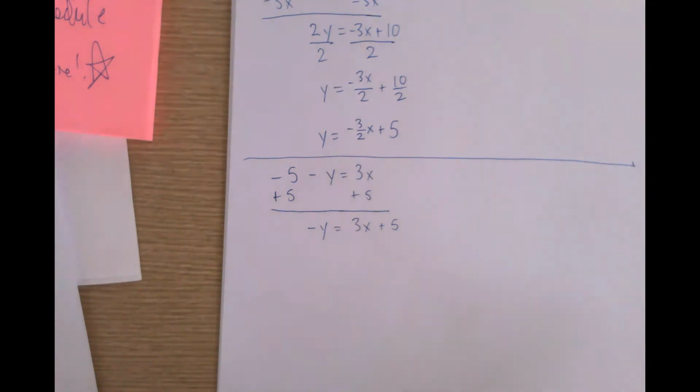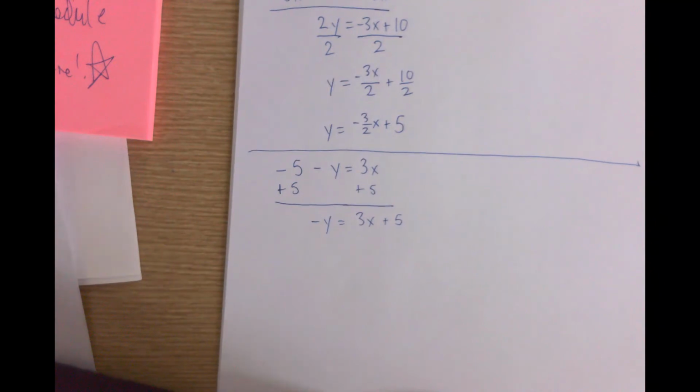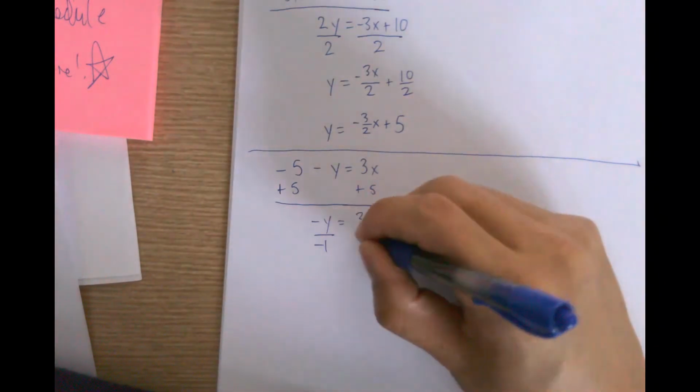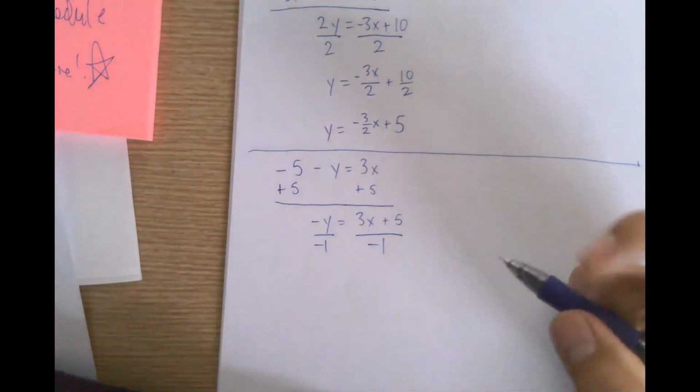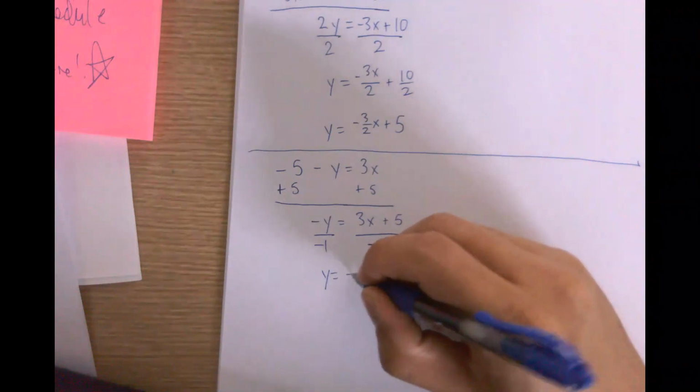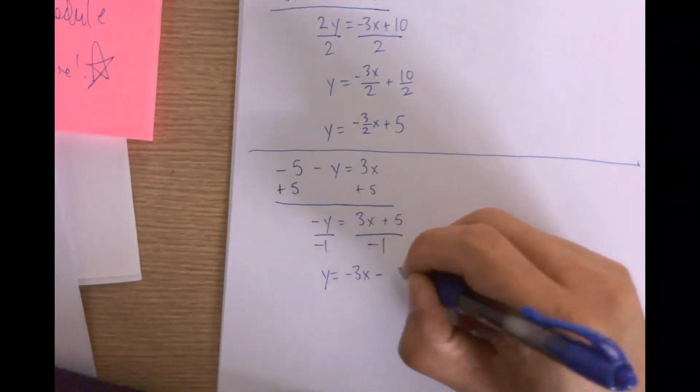You divide by negative 1. Right, so you can either divide or multiply by negative 1. And what this does is it gets rid of the negative on the y side, but it also keeps the equation still equal. So what we're going to do is divide by negative 1 on both sides. And this is going to equal y is equal to negative 3x minus 5.